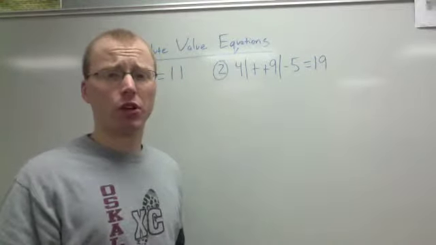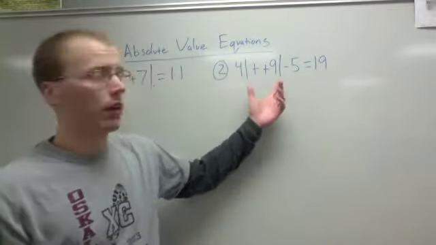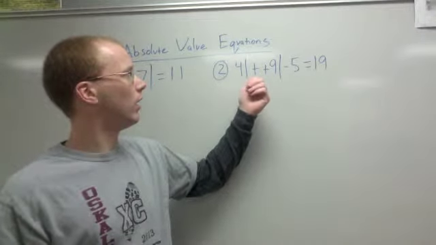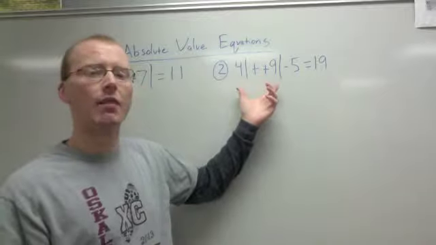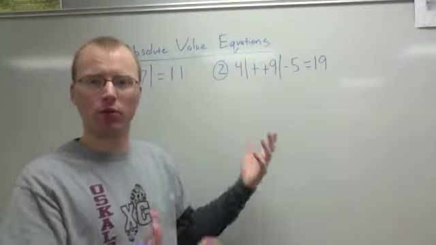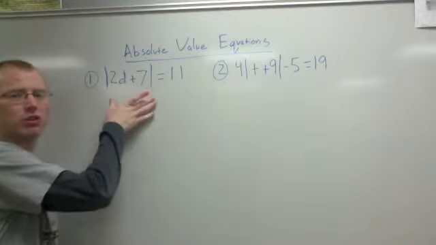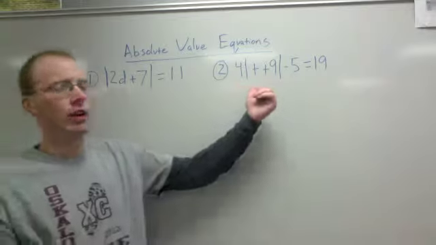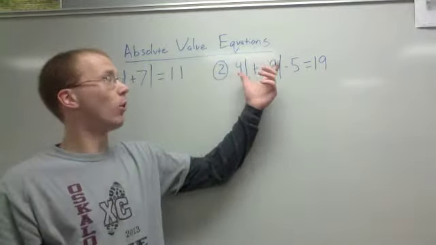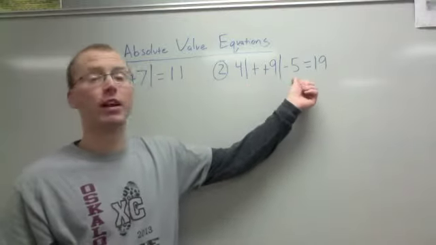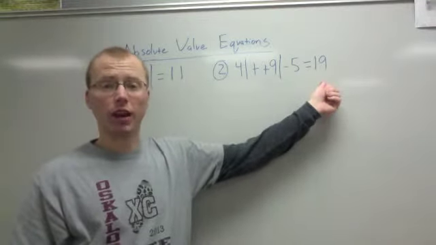Now let's look at question number 2. This one is a little bit different because I don't just have the absolute value of some terms on the left side. In our original one on the left side of the equation, we just had the absolute value of 2d plus 7. In this question, I have 4 times the absolute value of t plus 9 minus 5 equals 19.